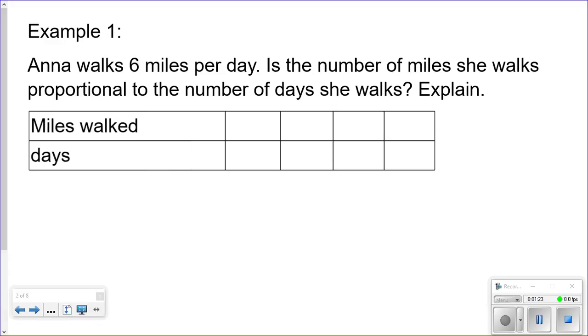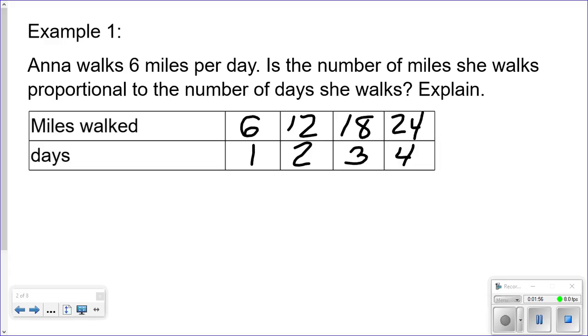So on day 1, Anna is going to walk 6 miles. And it does say that she walks 6 miles per day. So if she was to walk 2 days, she will now walk 12 miles. If she was to walk for 3 days, now she would have walked 18 miles. If she was to walk for 4 days, she would now be at 24 miles.